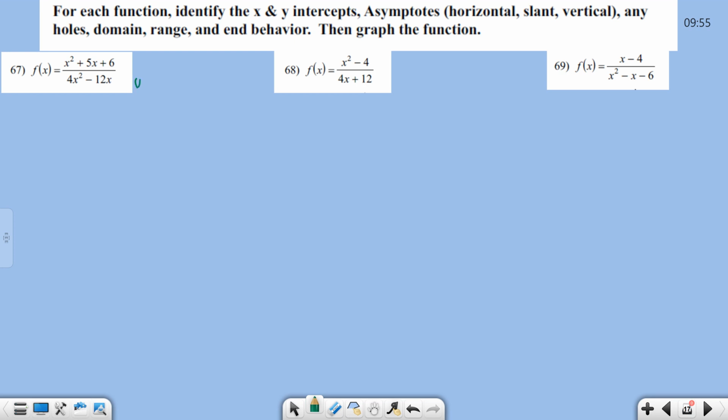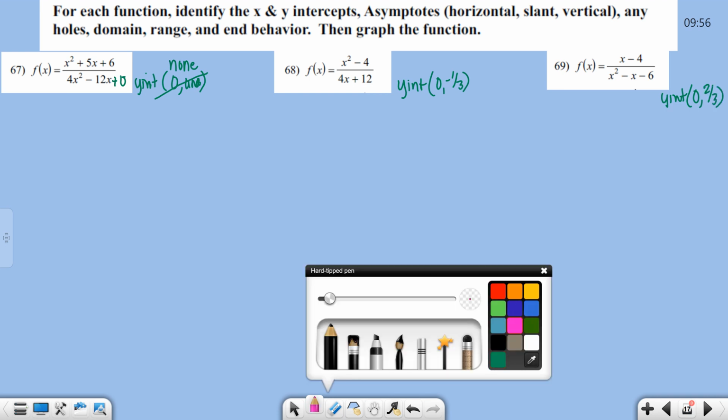First thing I want to look at for each of these values is the y-intercept. Let your x equal 0, figure out the y. In 67, there's not a number, just a constant at the back end of the denominator. So I get 6 over 0, which is undefined. So that means there is no y-intercept. Got it. In number 68, our y-intercept will be negative 4 over 12, which is negative 1/3. Plot it as best you can. Number 69, the y-intercept will be 0, negative 4 over negative 6, which is positive 2/3.